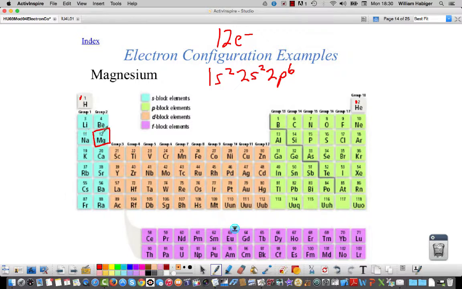And so 1, 2, so I have 2 electrons, and this is in the 3s because it's a 3 because it's in row 3, and it's an S because it's in the S block. So 1s2, 2s2, 2p6, 3s2.